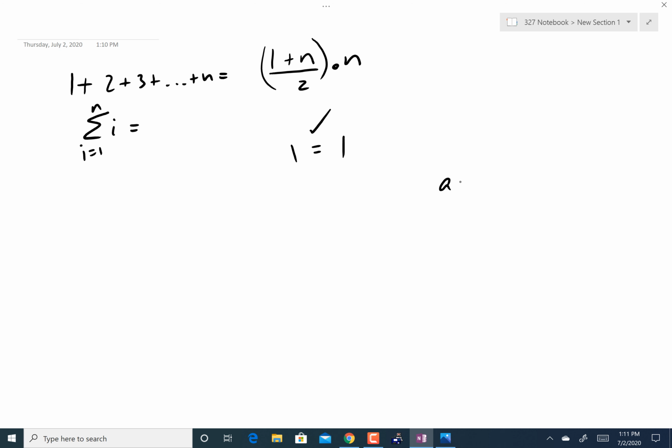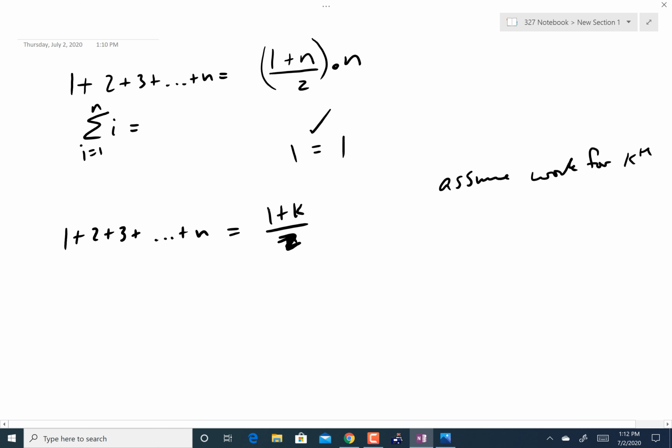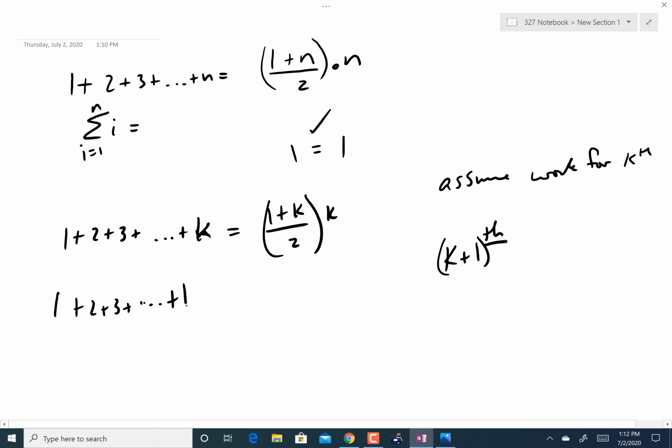Drive me nuts. So we assume that it works for the kth term. So the kth term would look like this. Okay. Cool. Then the k plus 1 would look like 1 plus 2 plus 3 plus dot dot dot. Oh, I'm sorry, this is k. Dot dot dot plus k plus k plus 1, because I went one more term. And so that will be 1 plus k over 2 times k, plus k plus 1.